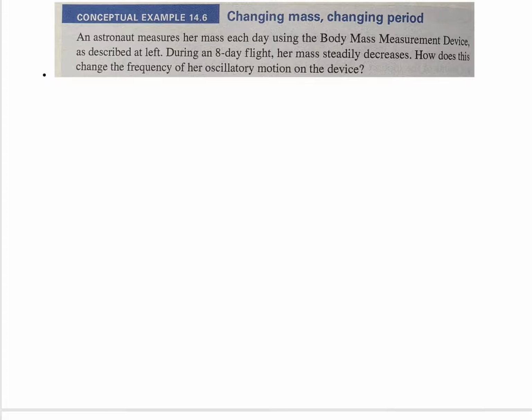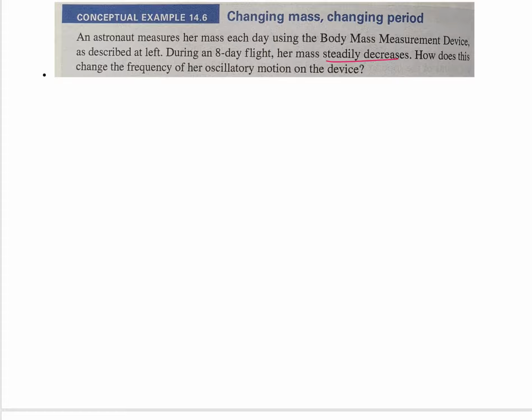Now, during an 8-day flight, her mass steadily decreases. So what is going to happen to the oscillation on this body mass measuring device? What's going to happen to the frequency there? It's going to increase. It's going to speed up because she's losing mass, okay? So as the mass changes, the frequency changes. The frequency of the oscillations is going to speed up because she is losing mass. We don't have any numbers here to plug in and calculate, so we just do a description using that concept.